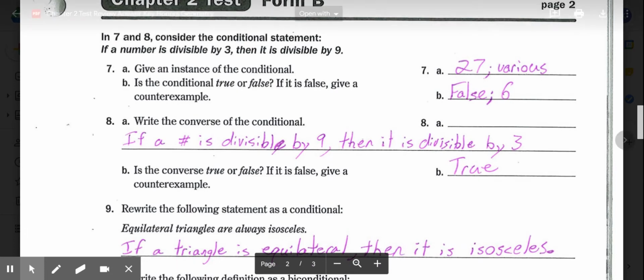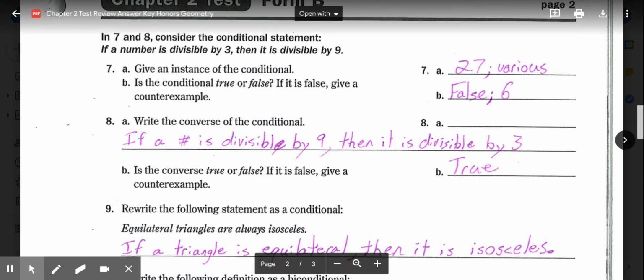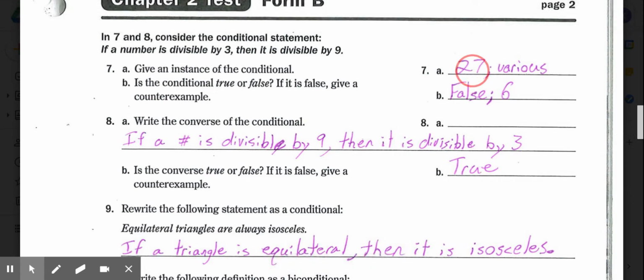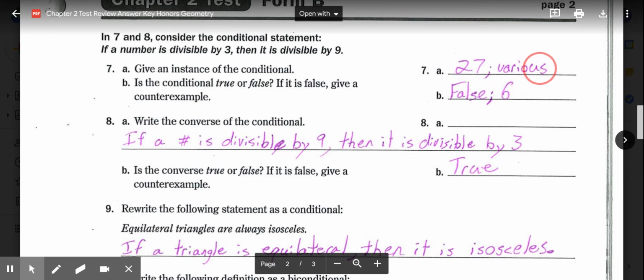In 7 and 8, they want us to consider the conditional statement: if a number is divisible by 3, then it is divisible by 9. In A, it says give an instance of the conditional. The number 27 is an instance of the conditional because it's divisible by 3, and then it's divisible by 9. So you could choose various answers as long as they're divisible by 3 and divisible by 9.